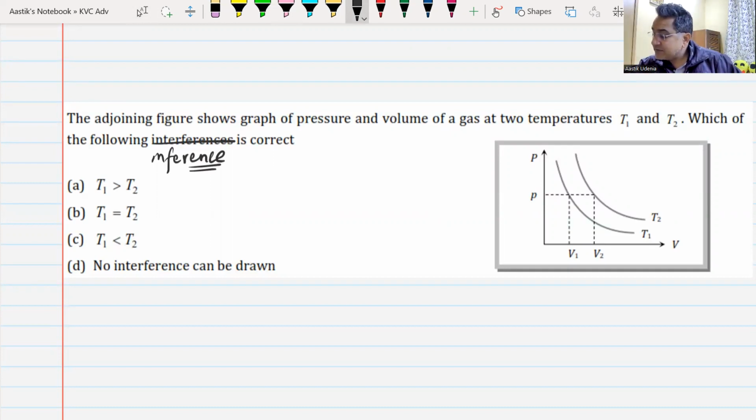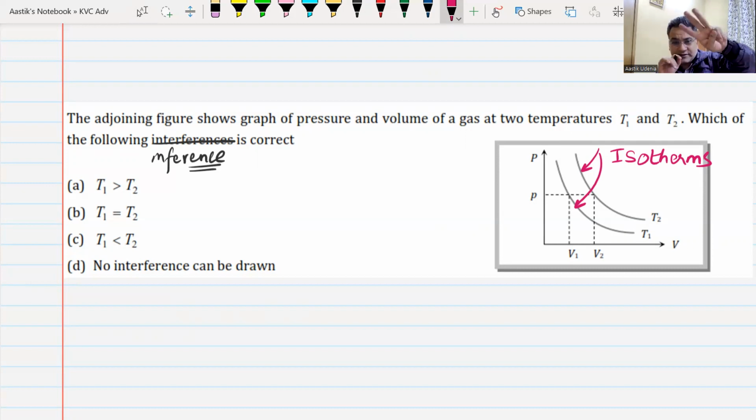Now remember, these lines that are drawn are drawn at constant temperature. These lines are known as isotherms. They are drawn at the same temperature. T1 is greater than T2, T2 is greater than T1, T1 and T2 both are equal. Which is correct? You can just tell me from there. 1, 2, 3, 4. Which option is correct?